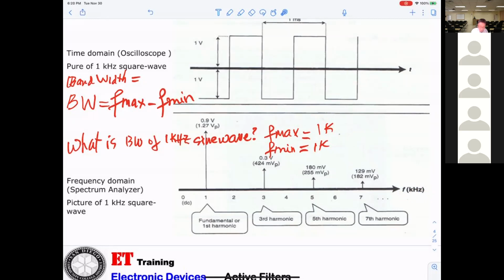And they keep going, 7, 9, 11, 13, 15, 17, keep going. However, the recommendation for technicians, that means if they want to calculate the frequency of the bandwidth, then normally you calculate up to a maximum of harmonic 13. Don't try to go higher.